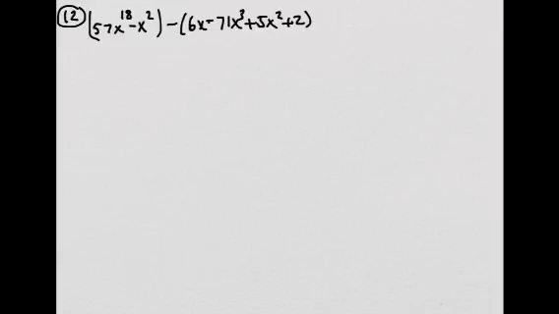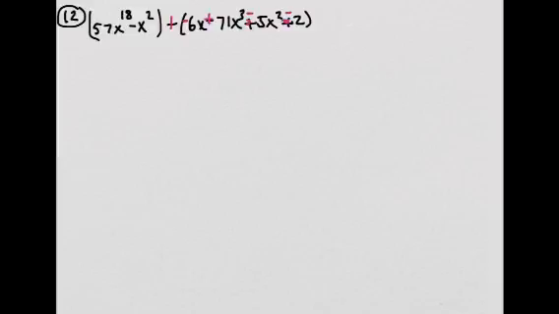So for this one, let's go ahead and change the signs because this is subtraction. So we're adding the opposite. So that's a minus, that's a plus, this is a minus, and this is a minus. Okay? And so now we're ready to combine like terms.